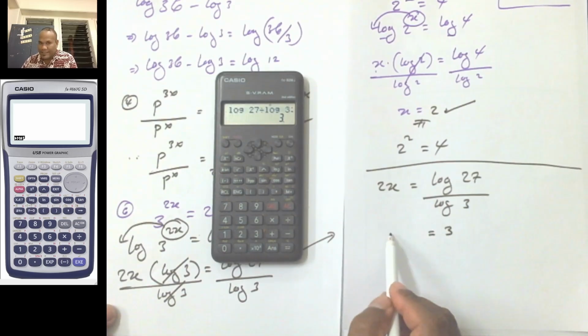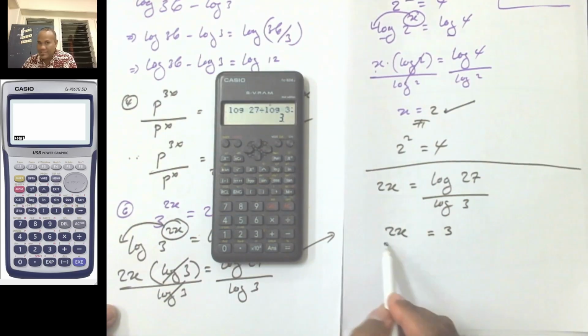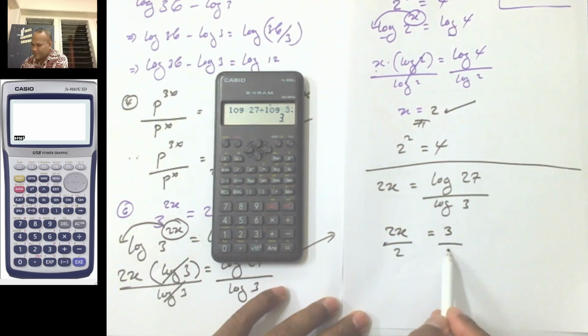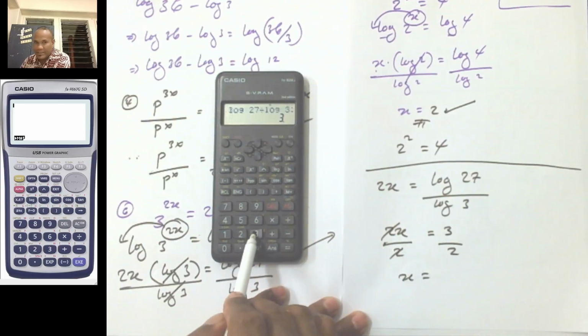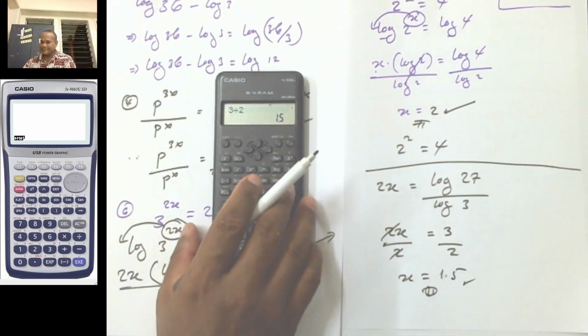So you want to find x, and this is 2x. What's next? Yes, divide by 2, divide by 2. This cancels out. You're left with x equals 3 divided by 2, which is 1.5. And that is your answer.